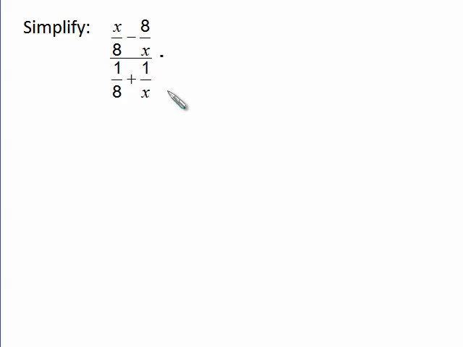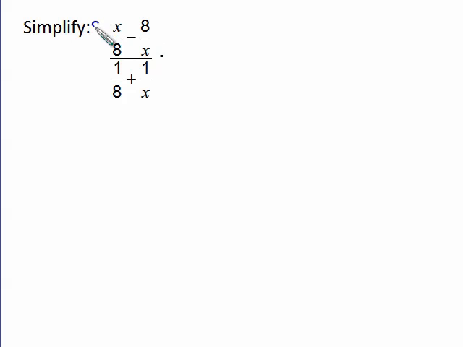Simplify the following complex fraction. So I have x over 8 minus 8 over x, and then I have 1 over 8 plus 1 over x. So one possible way to simplify this is to multiply all 4 of my fractions by the least common denominator, which would be an 8 and an x.